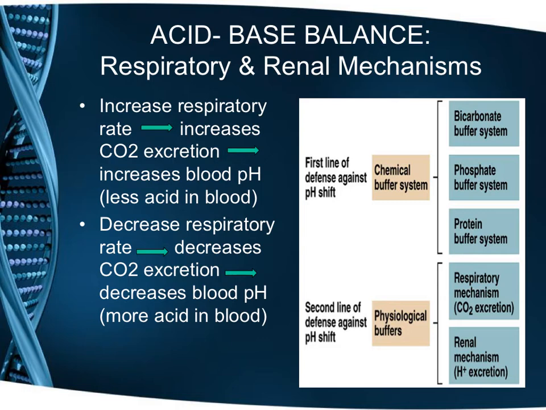The kidneys regulate hydrogen ion concentration by excreting hydrogen or retaining hydrogen. Although the kidneys are the most powerful regulating mechanism, they are slow to make major changes in the acid-base balance.